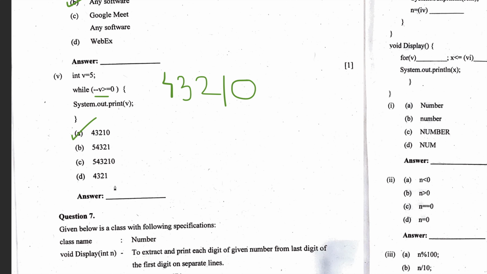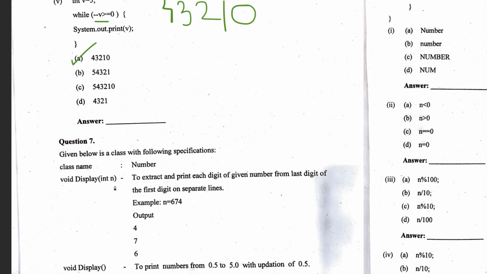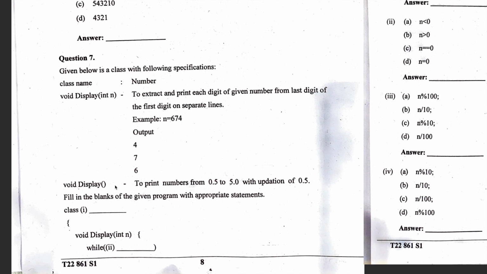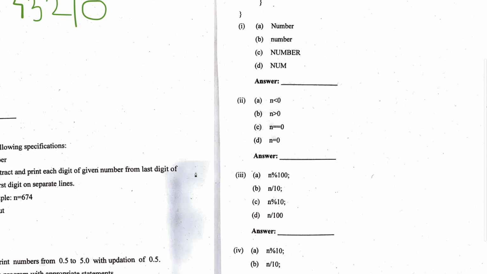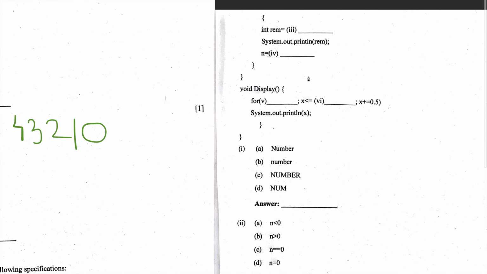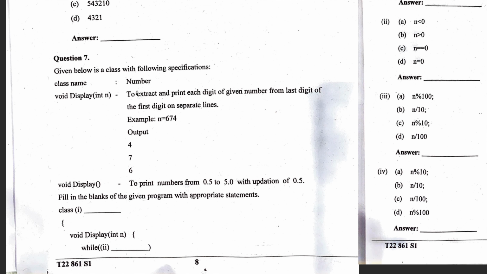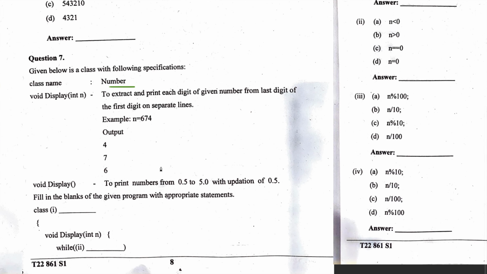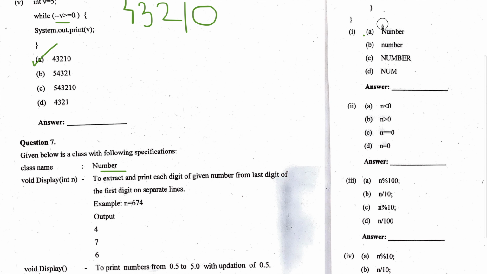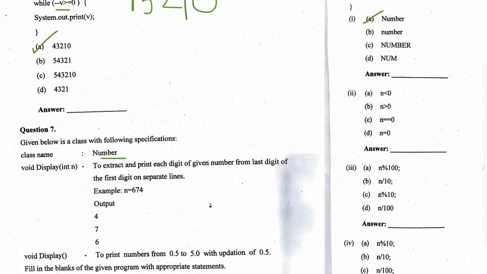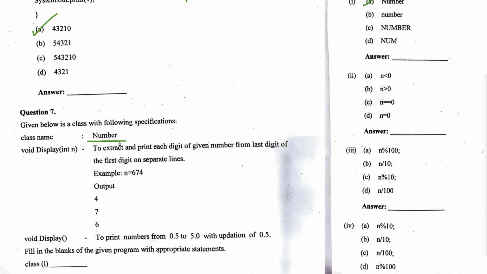Alright. Okay. Given below is a class with the following specification. Take a minute and read this exact description. And then you have to fill in the blanks. So this is part of this, and then we have the other fill in the blanks here. Okay, class, the name of the class, which is Number. So this is going to be the name of the class, Number. All the options have number, but you have to see the exact class name defined here, which is uppercase N and the others are lowercase.